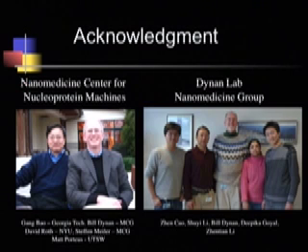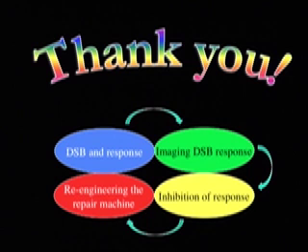I want to acknowledge my collaborators, Gang Bao at Georgia Tech and the other members of our center, as well as the people in my own laboratory that are working on this, and tell you that I've covered 4 topics: double-strand breaks in the response, imaging that response through modified components of the machine, inhibiting the response by adding 1 additional component, and the idea of re-engineering the repair machine by adding 2 components, a nuclease and a donor template that will shepherd this into a recombination pathway. Thank you very much.